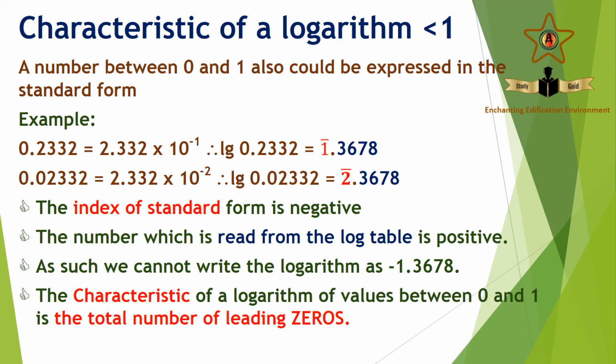The characteristic in this case, that is a logarithm of a value between 0 and 1, is the total number of leading zeros. See, in the first one we have one leading zero, so it is bar 1. In the second one we have two leading zeros, so the characteristic is bar 2. So whatever the number, we take only the decimal part from the log table. The whole number part, which is known as the characteristic, should be written using these rules or using the standard form.